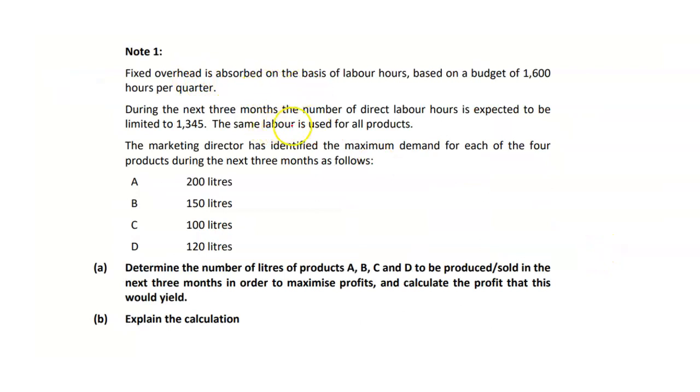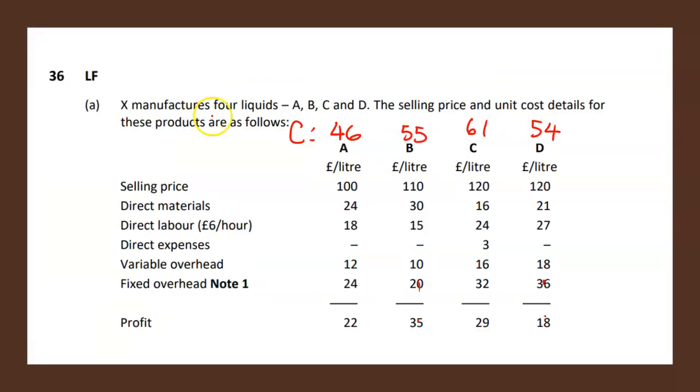We're told here that during the next 3 months, the direct labor is scarce, it's limited. So I'll change my pen color. I need to ask myself, what's going on with direct labor? I can see £18 here, and you're paying £6 an hour. So 18 divided by 6 means there's 3 hours of labor here. 15 divided by 6, there's 2.5 hours of labor here. And here I can see 24 divided by 6, so there's 4 hours of labor here. And here I can see 27, so there's 4.5 hours here.